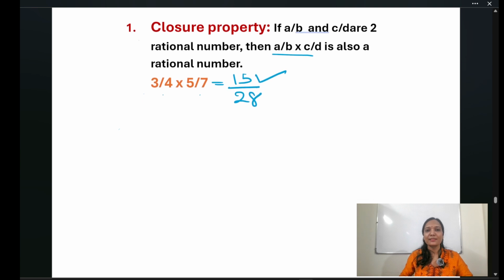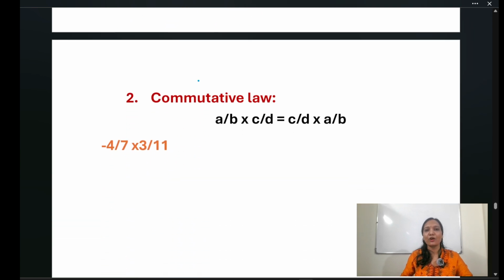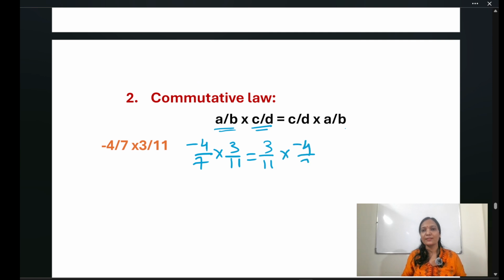So let's come to the second property, which is our commutative law. What commutative law says, a by b into c by d is equal to c by d into a by b. That means, let's understand through an example. अगर here हम लोग लेंगे -4/7 is a by b and c by d is our 3/11. So let's see how to write this. -4/7 into 3/11 is equal to, we will just change the order here, right? 3/11 into -4/7. So ये हो गया हमारा LHS, ये हो गया हमारा RHS.